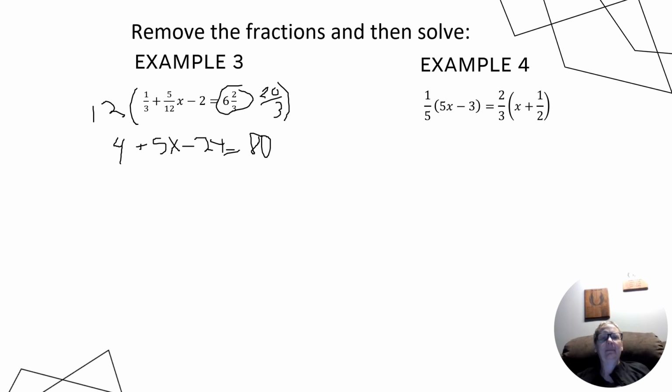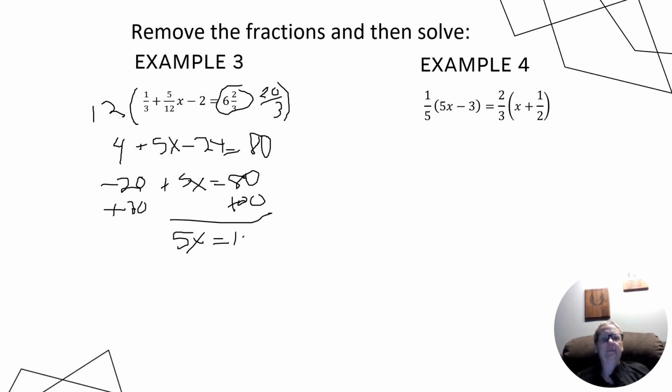Now I'm going to combine my like terms over here. So I have 4 minus 24 is negative 20. So I just copy the rest. I'm going to get rid of my 20 by adding 20 both sides. So 5x is 100. And then last but not least, divide both sides by 5. And I get x equal 20.